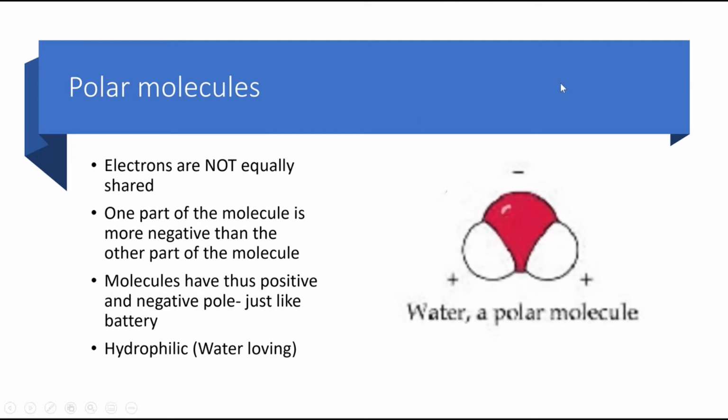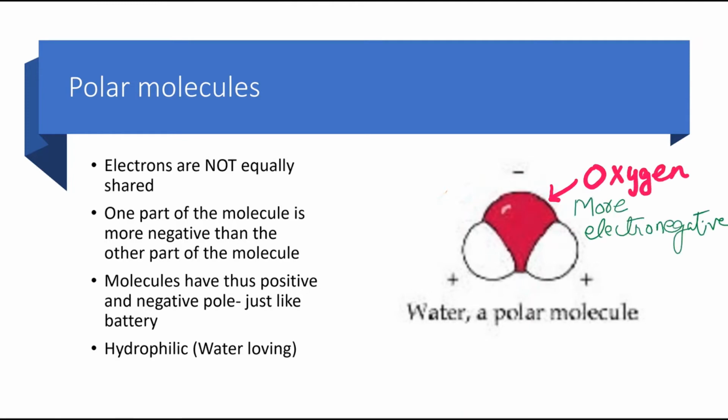Examples include the water molecule here. The water molecule is made up of oxygen, which is more electronegative than hydrogen. Hence there is a slight positive charge generated near the hydrogen, and a slight negative charge generated at the oxygen end. Hence there is a charge difference just like a battery, and hence it's a polar molecule.